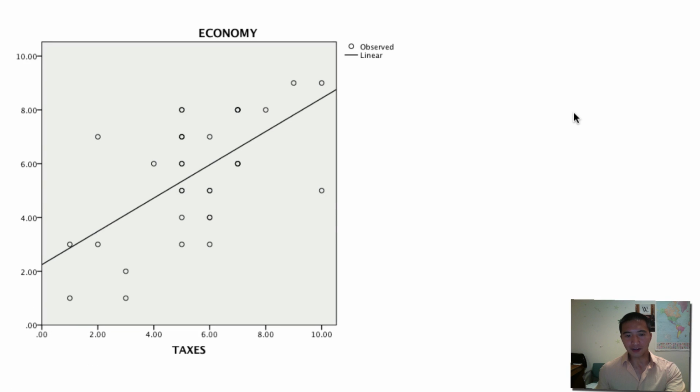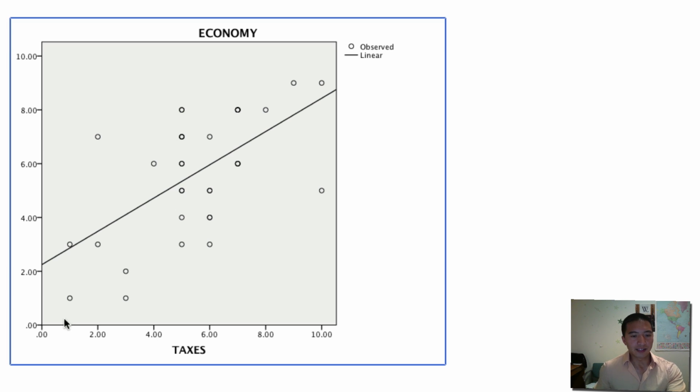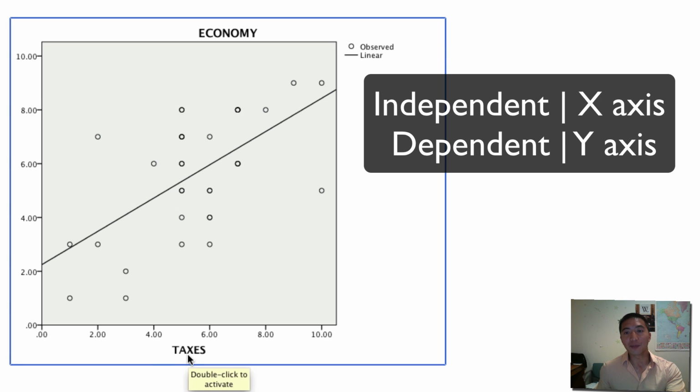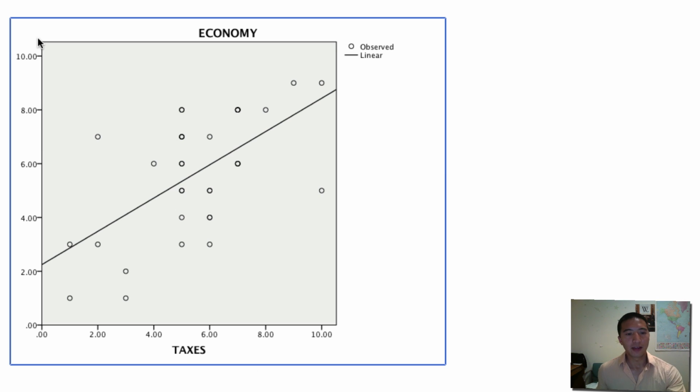SPSS will run its thing, and here is a scatter plot of all of the data points in our data, in the population, in the distribution, if you will. Taxes, our independent variable, is on the horizontal or x-axis. The economy is on the vertical or y-axis. And these are different pairs for each individual student.